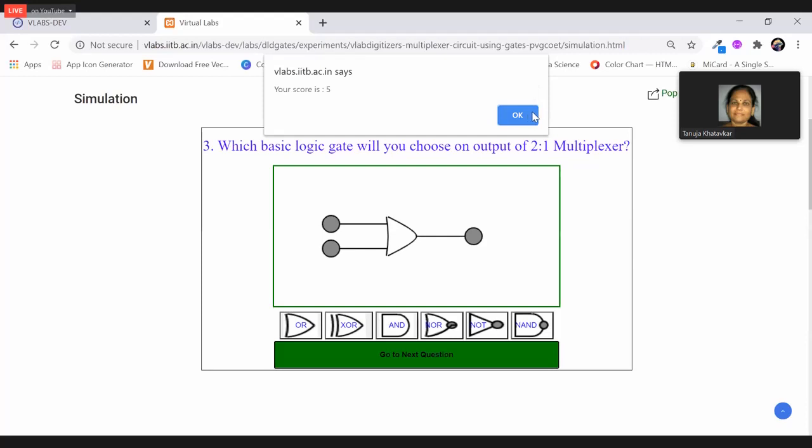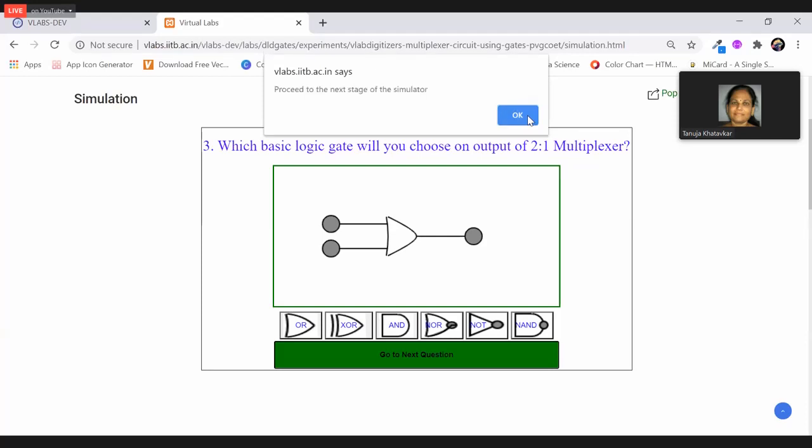Right, just a minute. Look at it. It's given me a pop-up saying your score is 5. Why? Because on the first hit itself, I could give the correct answer. So the student is motivated. Yes, I have got a score of 5. And if he's going wrong, he'll get a score of -1 each time. Yes, we can go ahead.